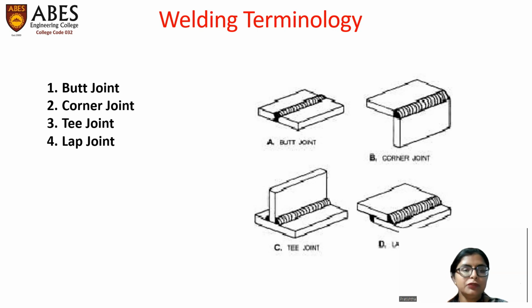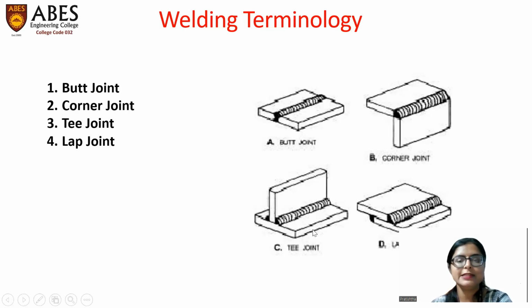The first four keywords on the slide belong to the type of joint category. So there are four types of joint in welding. First is the butt joint. In welding, a butt joint is one in which the plates are aligned in the same plane. Whereas in the second type of joint, that is the corner joint, the plates are at 90 degrees to each other and the weld bead is deposited at the edge.